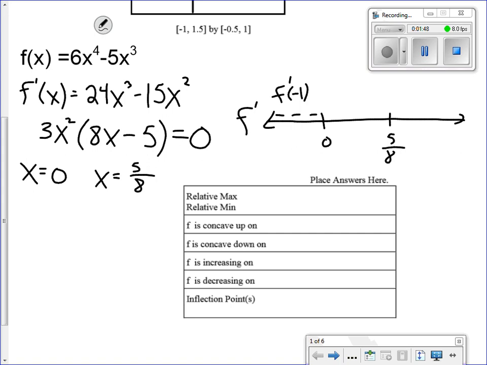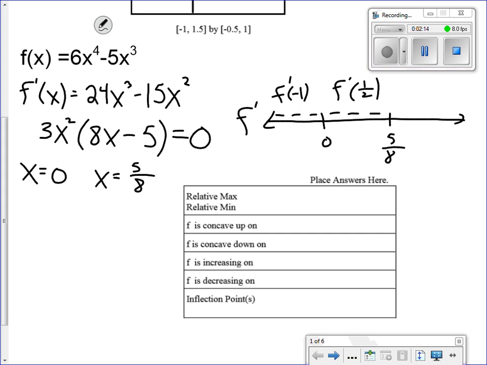Now we take a number between 0 and 5/8, such as 1/2, right? 4/8 would be less. So if I plug 1/2 into the first derivative, again, the 3x squared, that's positive. 8 times 1/2 would be 4, minus 5 is -1. So that second factor is negative. Positive times a negative is negative again.